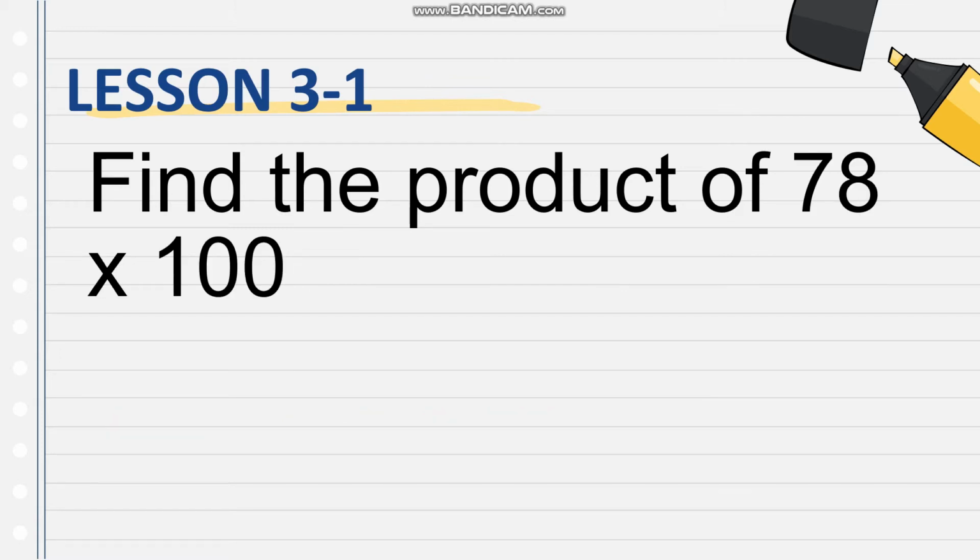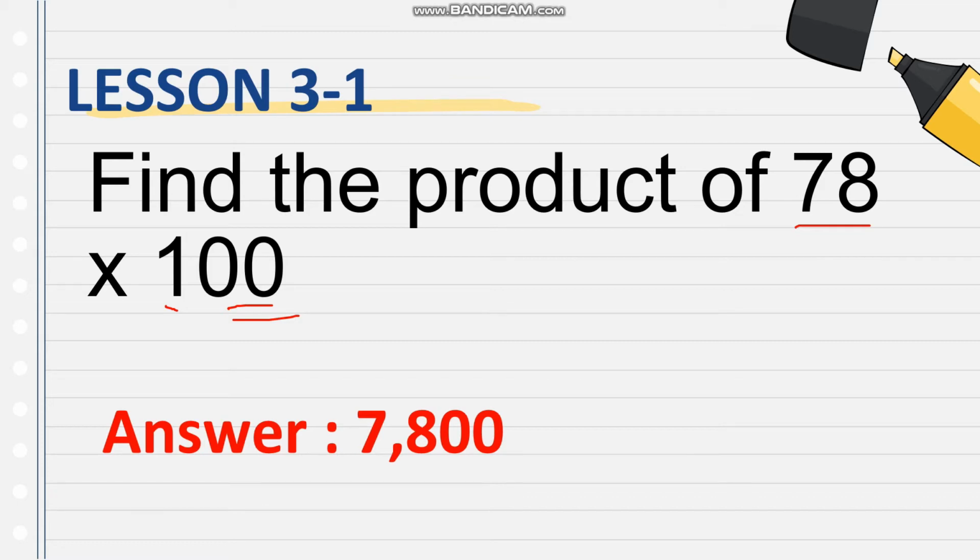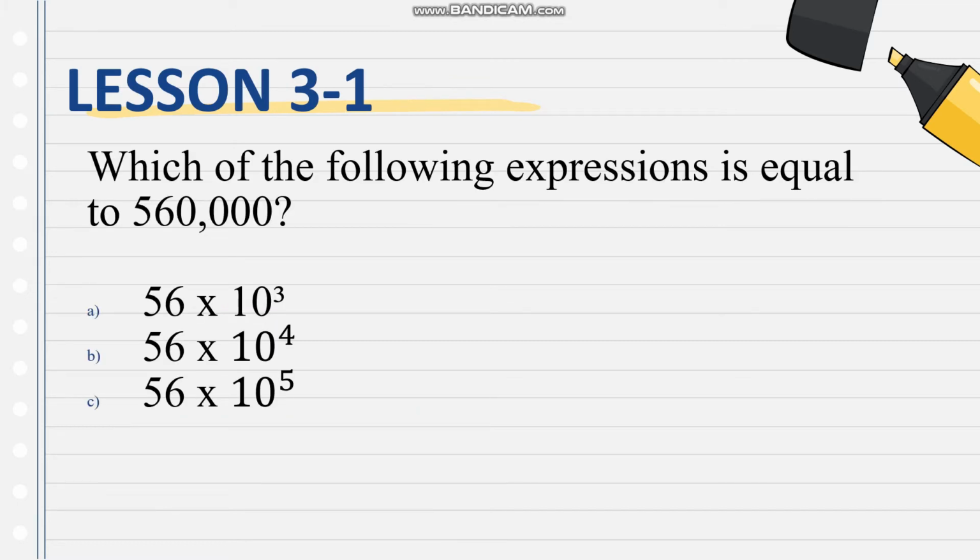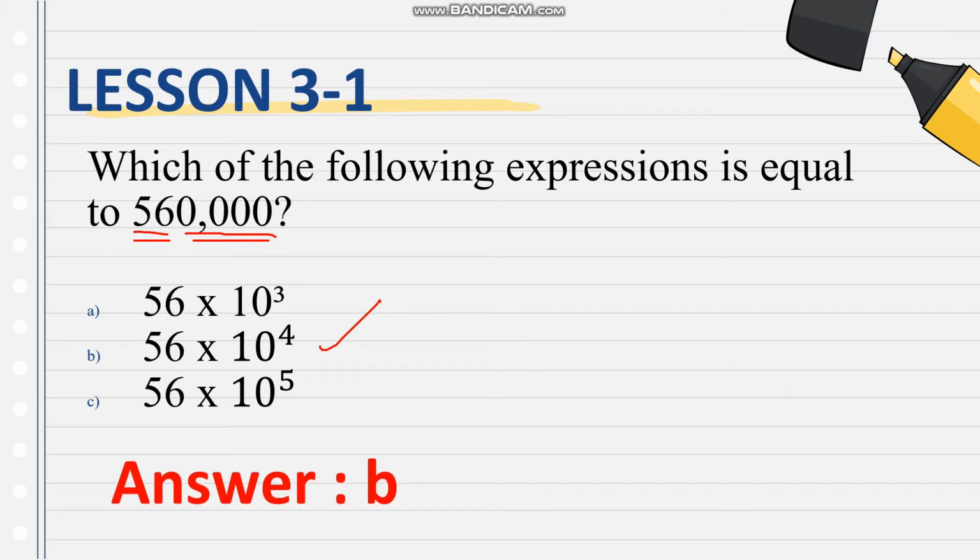Next, find the product of 78 multiplied by 100. So you just simply multiply 78 multiplied by 1 is 78. Then you have two zeros. So the answer is 7,800. Next, which of the following expressions is equal to 560,000? So as you can see, you have 4 zeros. So the exponent must be 4. And your base is 56. So 56 multiplied by 10 to the fourth power is the correct answer.